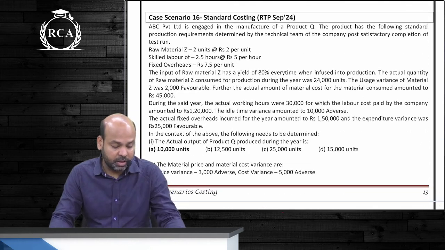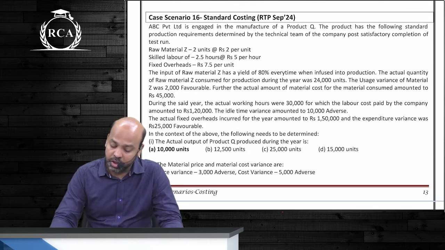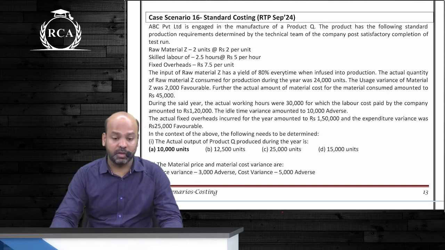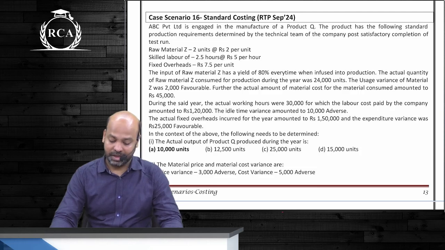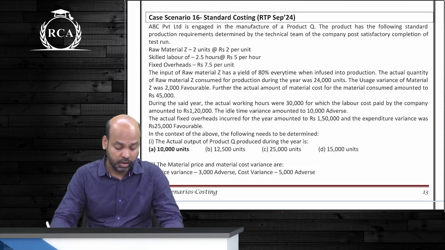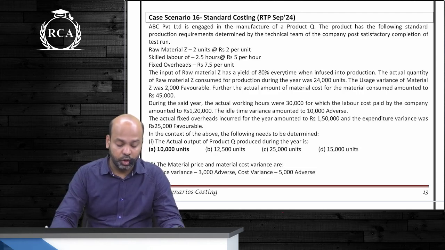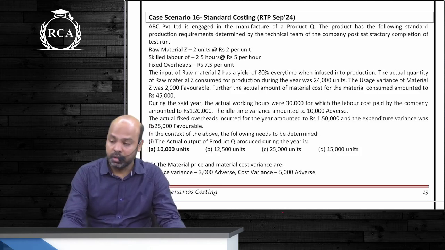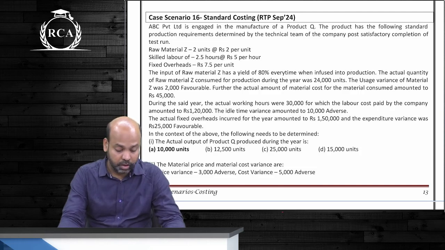ABC Private Limited is engaged in the manufacture of a product Q. The product has the following standard production requirements determined by the technical team of the company post satisfactory completion of test run. Raw material Z, 2 units at the rate of 2 rupees per unit. Skilled labor, 2.5 hours at the rate of 5 rupees per hour. Fixed overheads at the rate of 7.5 per unit. The input of raw material Z has a yield of 80% every time when infused into production.